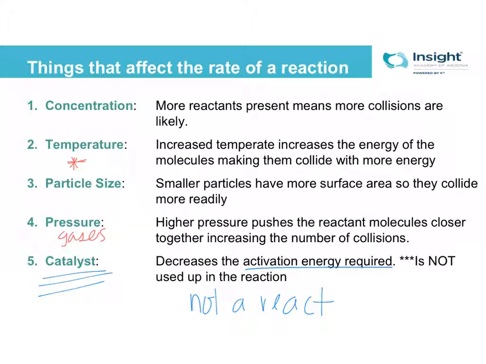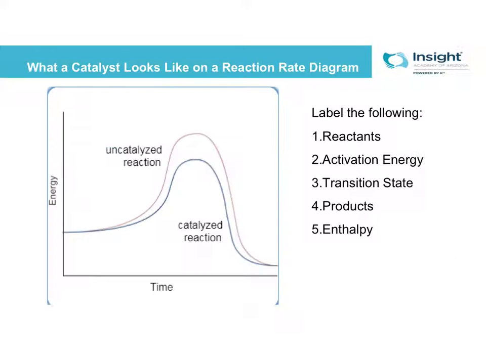What it does is it just makes it so that you need less energy to get the transition state to take place. So a visual of what it looks like when you have a catalyst going on is your reaction rate diagrams, the hump shrinks a little bit. So let's label this diagram. We know our reactants are going to be at the beginning and our products are going to be at the end. And our transition state is always at the top. Helps if I spell things right. Transition state is always the top of the hump.